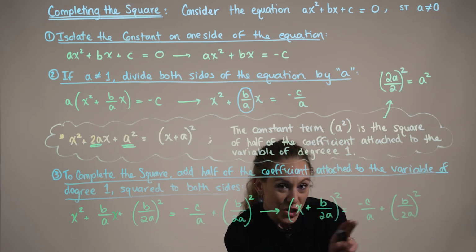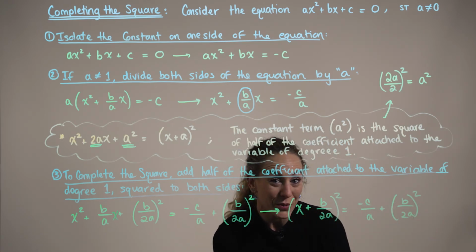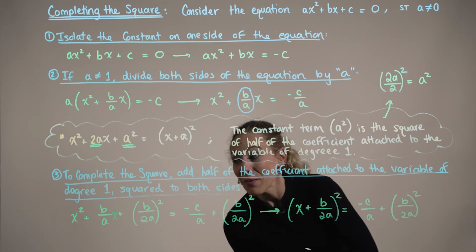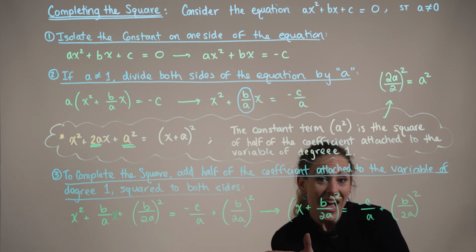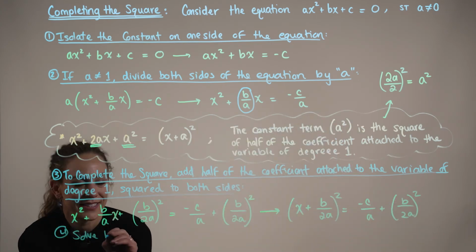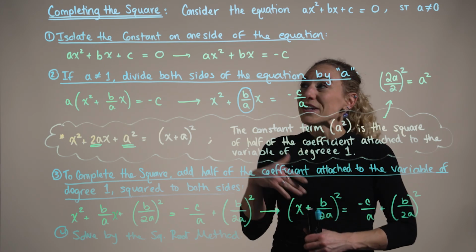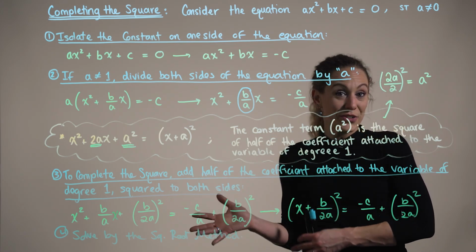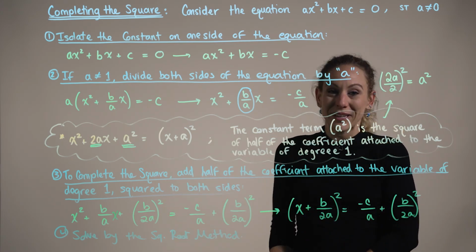So we have achieved that perfect square, the square of a binomial, and now we're officially ready to take this and solve for x using the square root method. So there you have it. Here is the strategy to help us understand how and why we are completing this square.